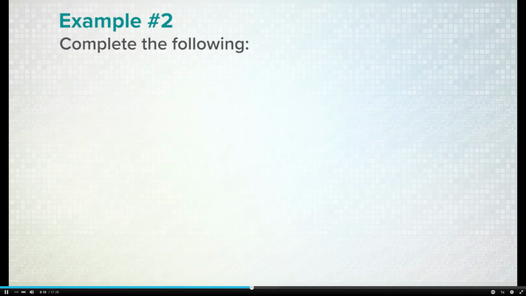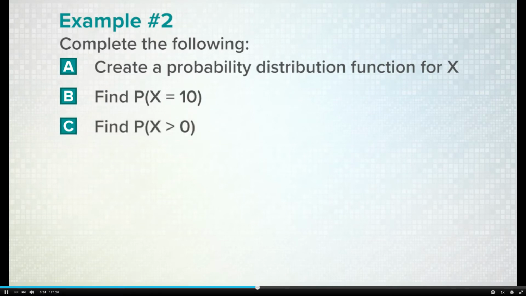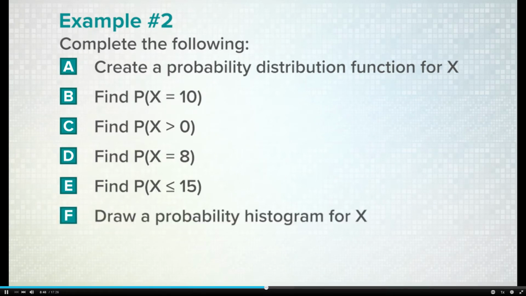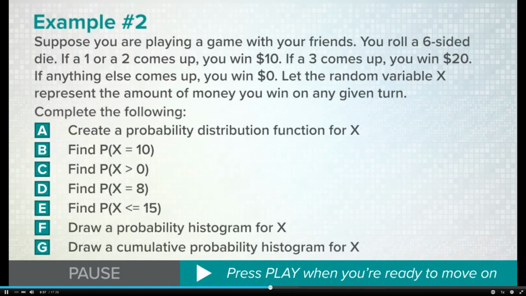Complete the following. A, create a probability distribution function for x. B, find the probability that x equals 10. C, find the probability that x is greater than 0. D, find the probability that x equals 8. E, find the probability that x is less than or equal to 15. F, draw a probability histogram for x. And G, draw a cumulative probability histogram for x. Pause the video to try this on your own. Press play when you're ready to continue.